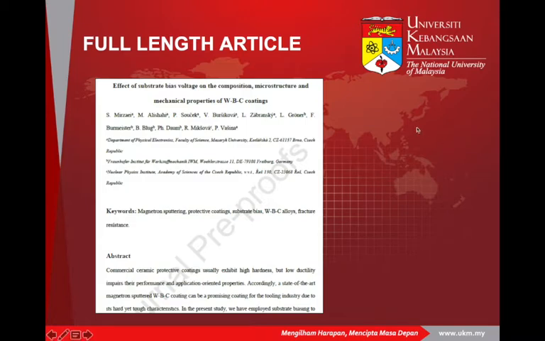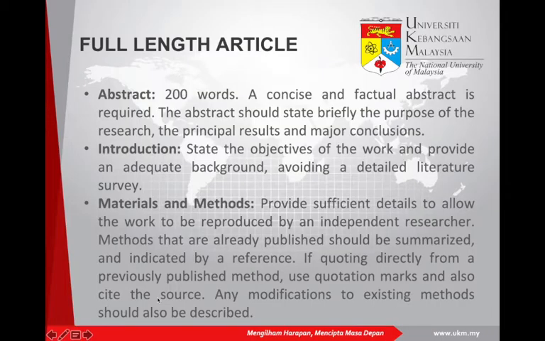So this is an example of a manuscript submitted to Applied Surface Science. You have the title, the list of authors, and the affiliations. Usually you have to provide the keywords as well. And you start with the abstract. For the abstract, the word limit is 200. A concise and factual abstract is required. It should briefly state the purpose of the research, the principal results, and major conclusions.